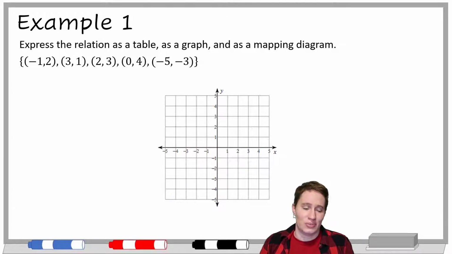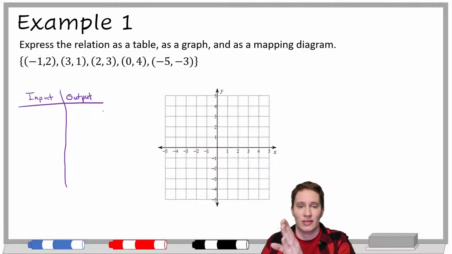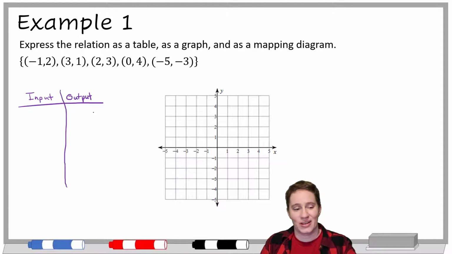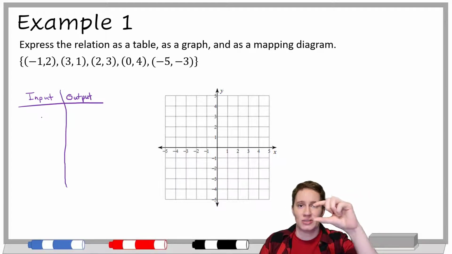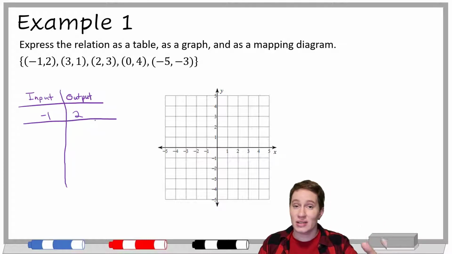But here I have a list of ordered pairs, and I can reorganize that information into a table, a graph, or a mapping diagram. So for our table, we could put X and Y, or we could put input and output. And what we're doing is we're going to put our X values in the left column, our outputs, which are the Y values, in the right column, and we just put them next to each other so that we know that it's talking about a certain point. So like we put -1 and 2, and then we move to the next one. And then anybody looking at this knows -1, 2 is a point for this relation. So we just do that with each of these.